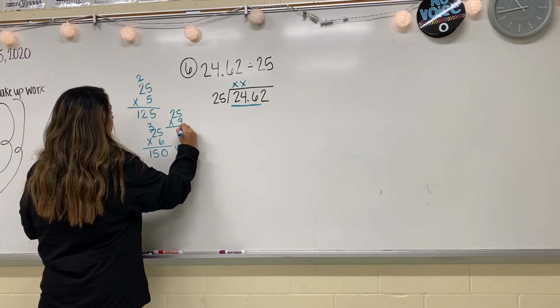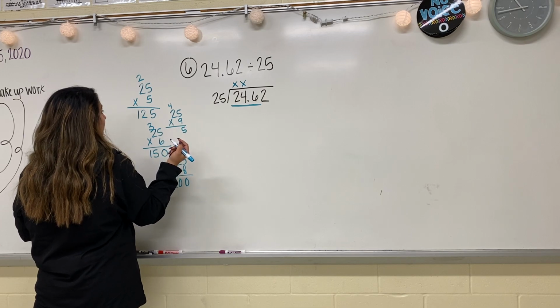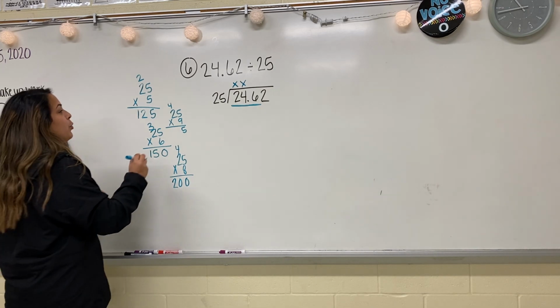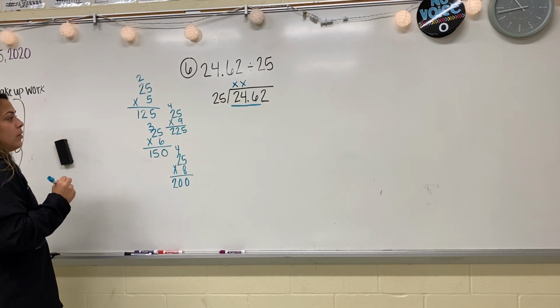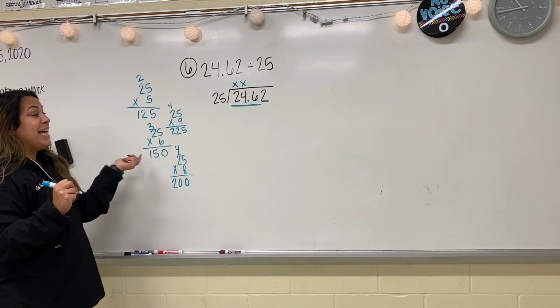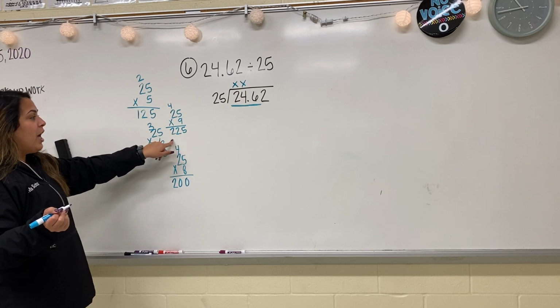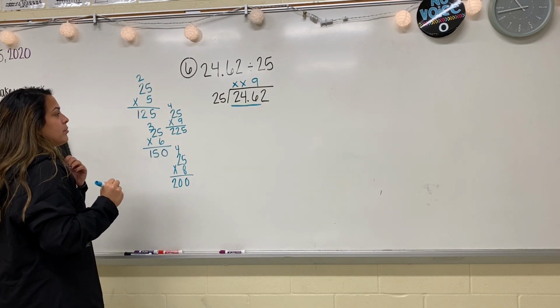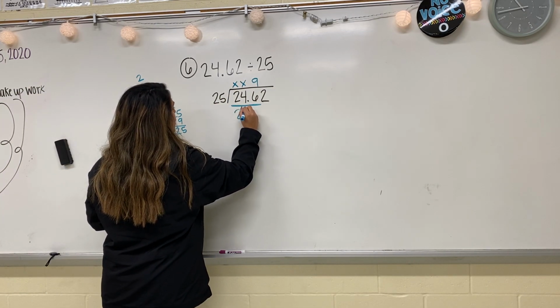5 times 9 is 45. Put my 5, carry my 4. 2 times 9 is 18. And then 18 plus 4 is 22. That's as close as I'm going to get, because if I do 25 times 10, I'm going to get 250. So I'm going to put 9 above the 6. 9 times 25, I just did it, is 225.